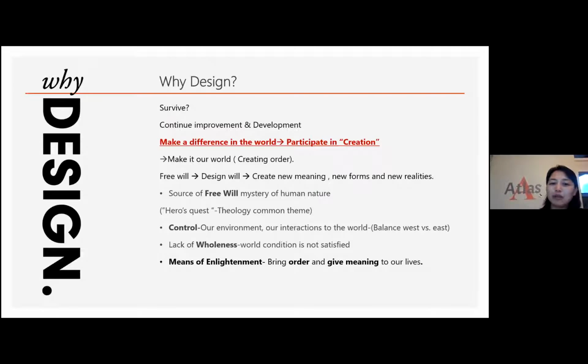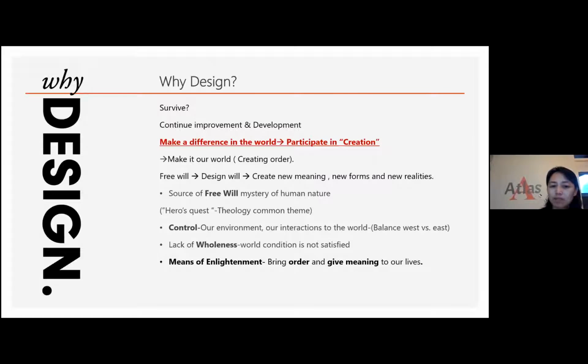So we want to make the world our world. Basically, we try to create order in the world. Design is free will: we create something new and meaningful. It's a new form, a new reality. It's a source of free will that's a mystery to human nature. It also traces back to the hero's quest, which we encounter a lot in this 52 Living Ideas discussion. So it's a way we can control our environment and how we interact with the world.